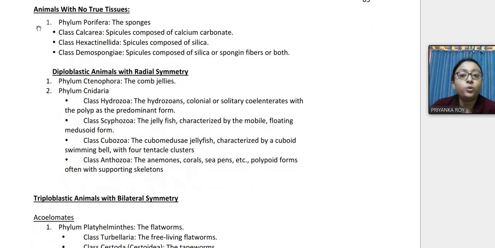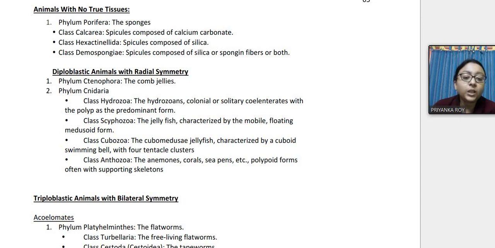So first and foremost, the animals with no true tissue organization. The first phylum in zoological classification is the phylum Porifera, or the sponges. If you have seen the cartoon SpongeBob, the organism there is actually a sponge. It is a very primitive organism and it is the first phylum in the zoological classification, known as phylum Porifera or sponges.